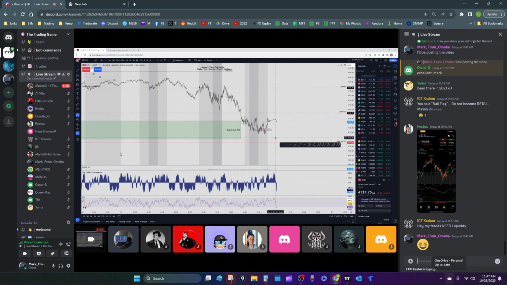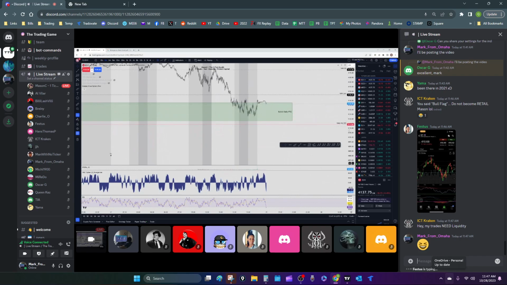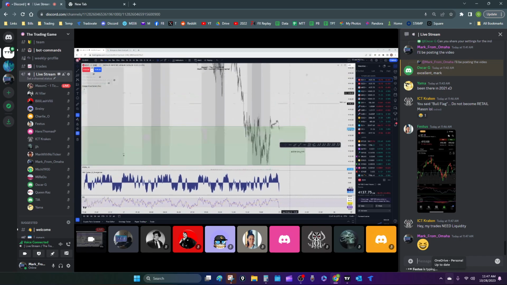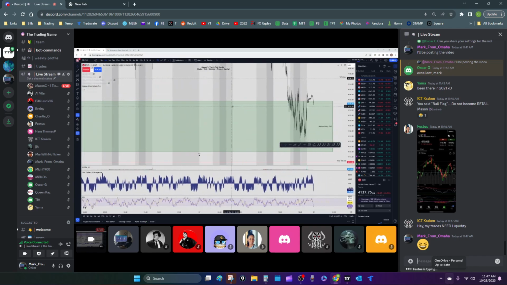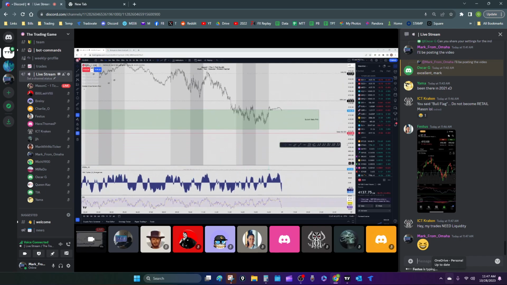Okay, here's an example of a bad trade. Before we get off, so we were coming down to this. This is Friday. We were coming down into this bullish daily fair value gap that we had not tested before. I'm looking for a long. I'm ready to go long.